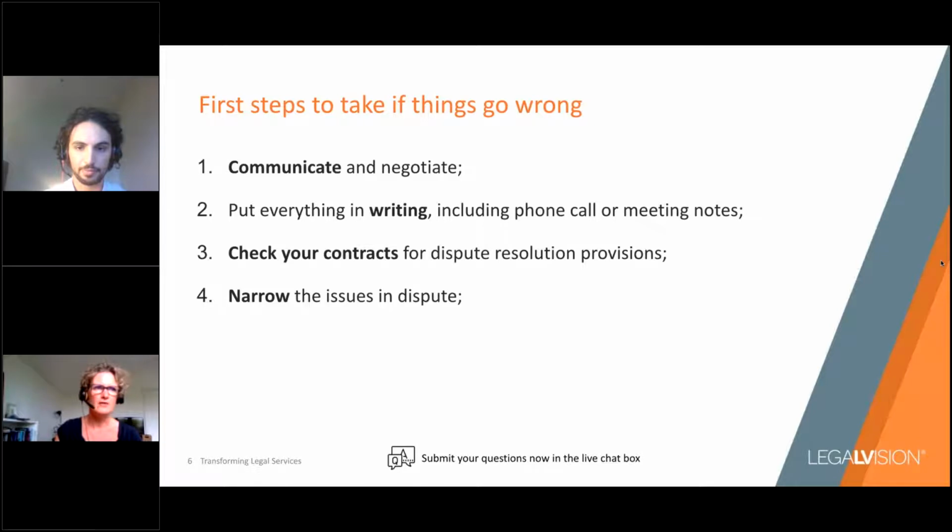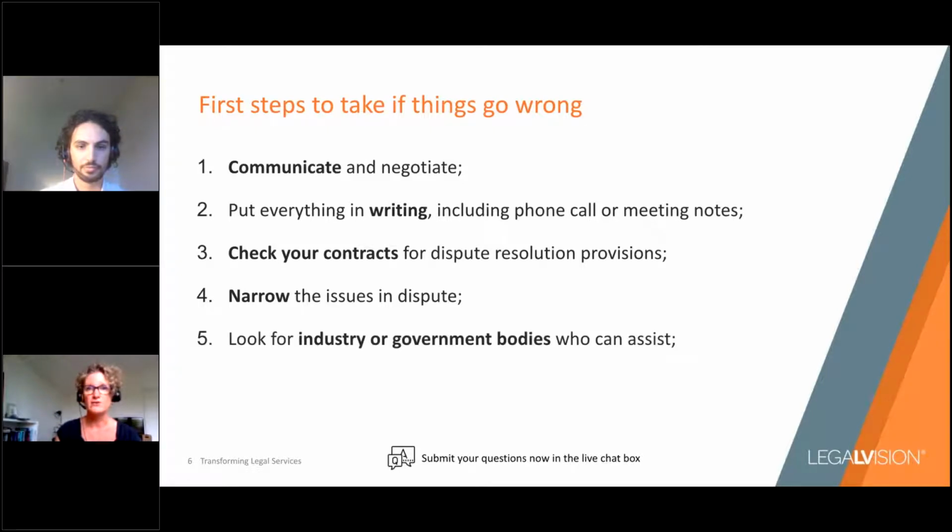The other thing we would recommend is looking around, and this can be before or at the same time as you get legal advice if that's appropriate, which we'll talk to next. But depending on the industry that your business is in, there are often organisations, industry or government bodies that can assist parties with disputes. For example, the Small Business Commission in each state, fair trading departments. If you're in a franchise business, there's a franchising mediation advisor, and there are other industry-specific bodies.